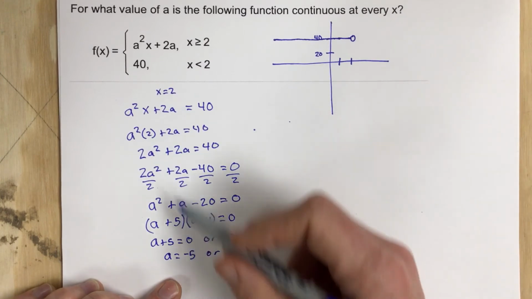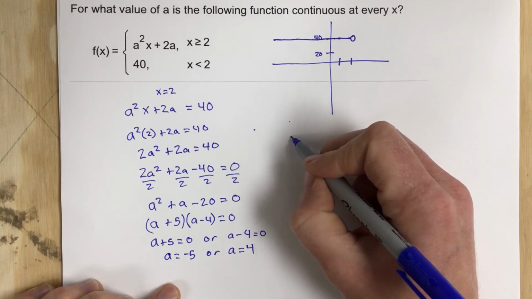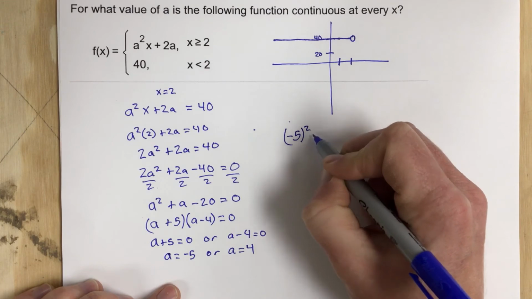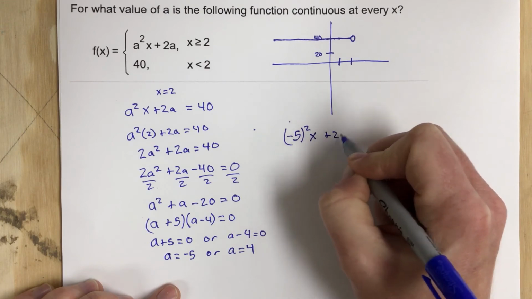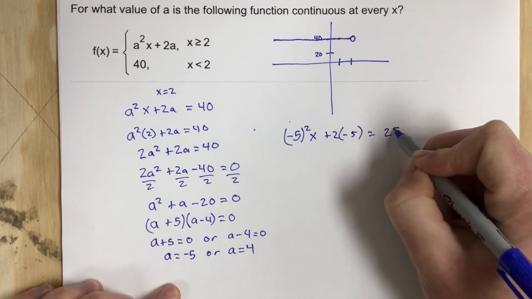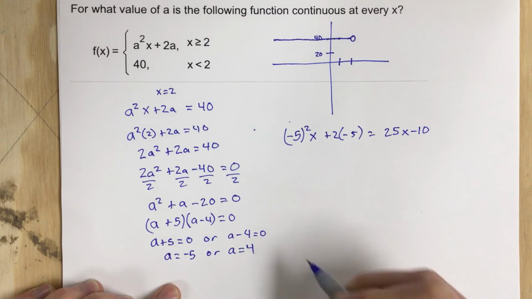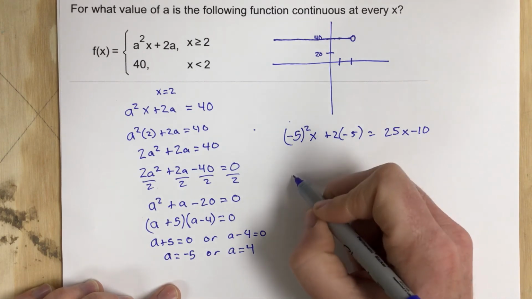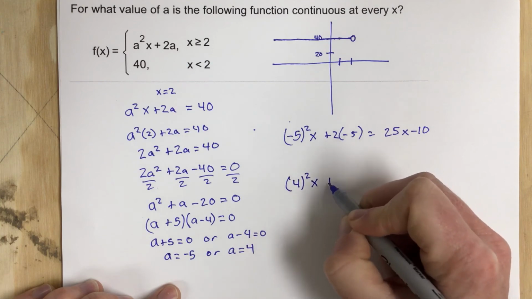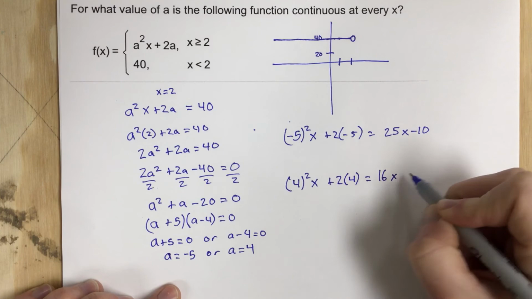Well, let's plug this negative 5 in and see what we end up with. So if we plug in negative 5, we would get negative 5 squared x plus 2 times negative 5. So we end up with 25x minus 10. And then if we do the same thing for the 4, we get 4 squared x plus 2 times 4, which would be 16x plus 8.